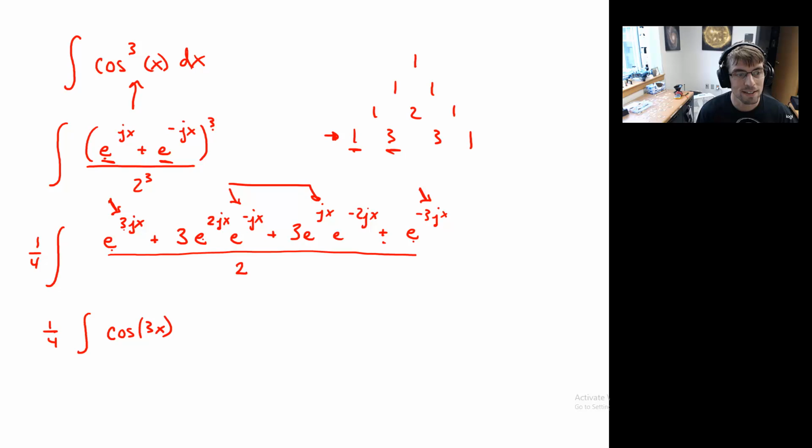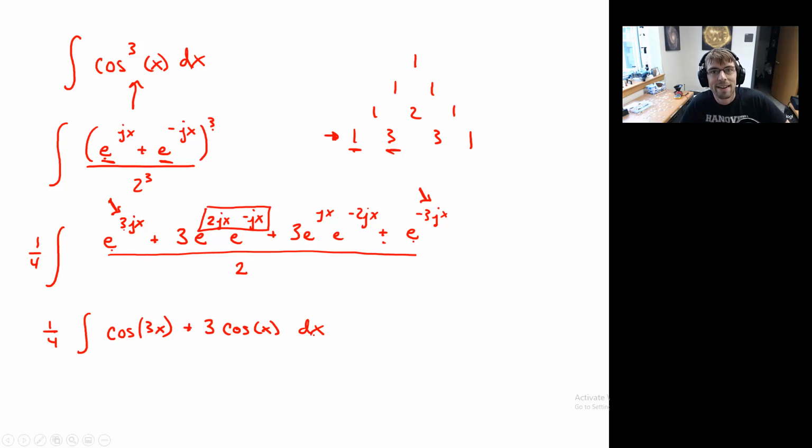And then look at this, e to the 2jx, right? And then I have negative jx. I can add the exponents right here. And so I get something that says plus 3 cosine of x dx. Now that hasn't helped us do the integration yet, but I would argue, look at this. We've managed to convert the cosine cubed into a linear combination of cosines. And now we can do our integration.